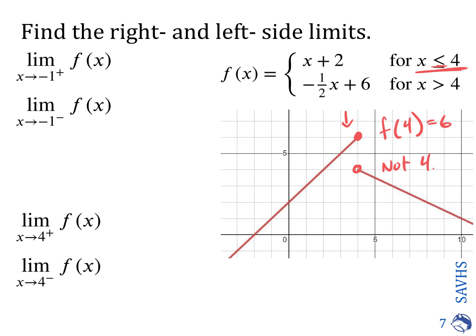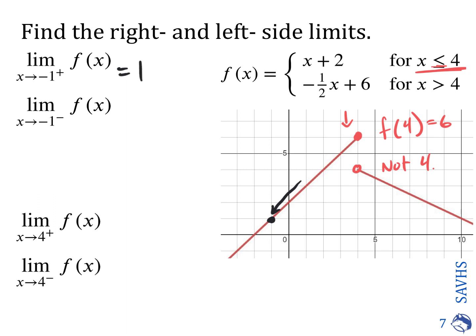We have the right-sided limit at -1, which is what's happening from the right side of the graph as we approach the x value -1. And the right-sided limit looks like it's going to 1.